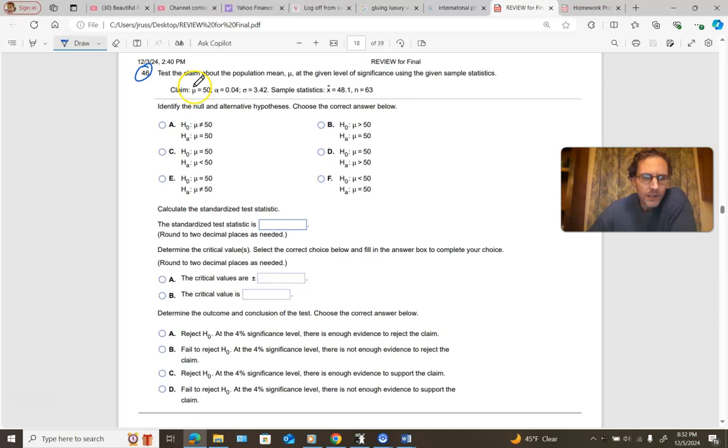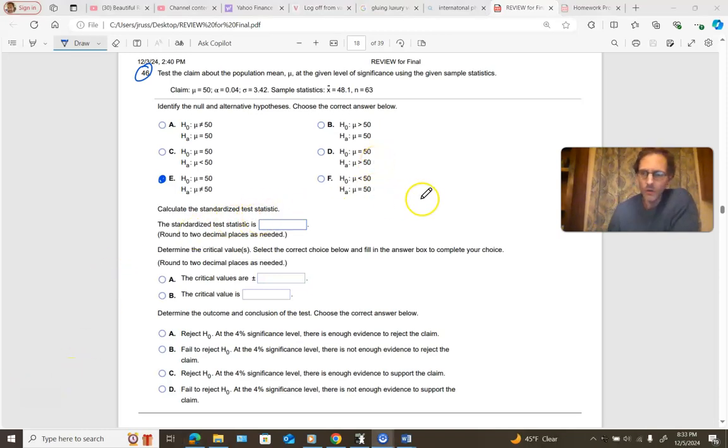So if the claim is that mu is equal to 50, that's going to be our null hypothesis. So which choice would that be? Which would mean the alternative hypothesis is that mu is not equal to 50. So guys, that's going to have to be choice E. That's the only one that will work. And then it says, calculate the standardized test statistic.